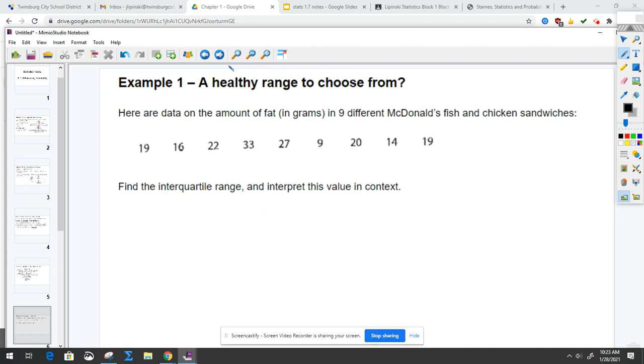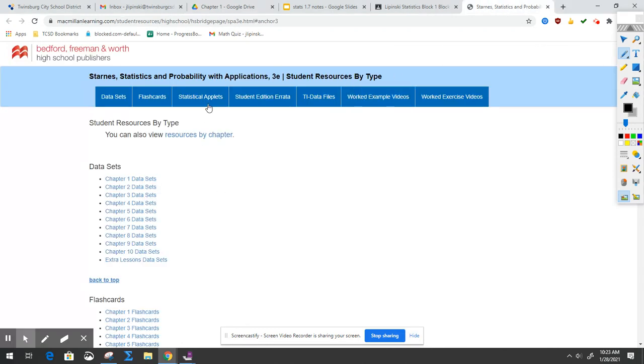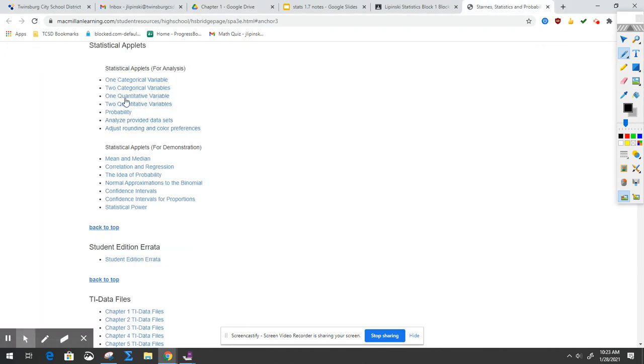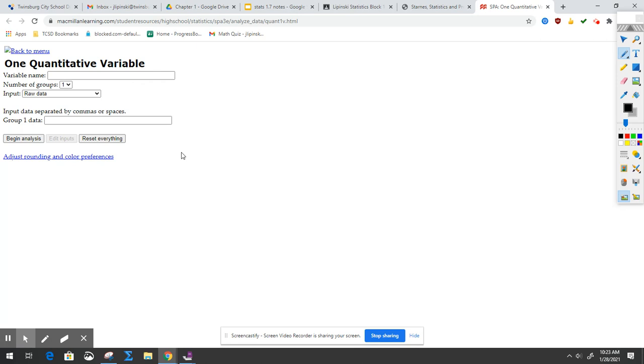So, a healthy range to choose from. Here's data on the amount of fat in grams in 9 different McDonald's fish and chicken sandwiches. So we have this number of sandwiches, 1, 2, 3, 4, 5, 6, 7, 8, 9. I'm going to take those and put those into my stats applet. So we go to the stat applet. We are in one quantitative variable. I'm not so much worried about the table, so I'm not going to give it a name, but I'm going to enter the data here. So 19, you can take a picture of this. 16, 22, 33, 27, 9, 20, 14, and 19 grams of fat.